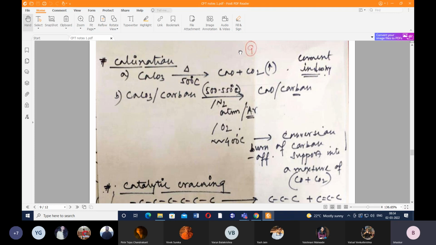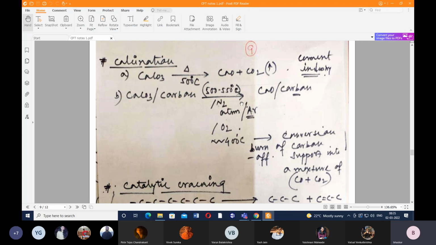We carry out the heat treatment at a temperature of around 500 or 550 degrees. That means there is a range between 500 and 550 degrees Celsius. So we'll end up with a compound called calcium oxide on carbon material, provided we have an inert atmosphere. Suppose we are trying to perform this reaction in the presence of oxygen or air atmosphere, we can't achieve this kind of product. We'll get only calcium oxide instead of calcium oxide supported on carbon.